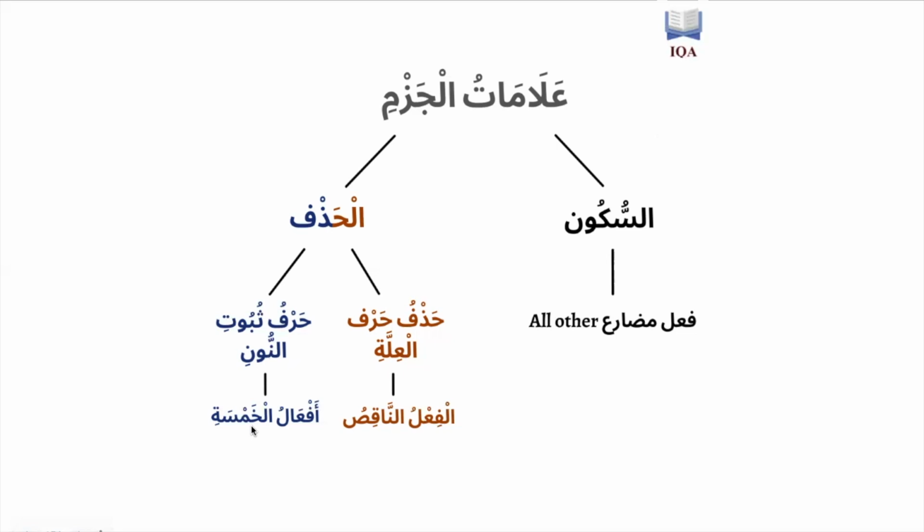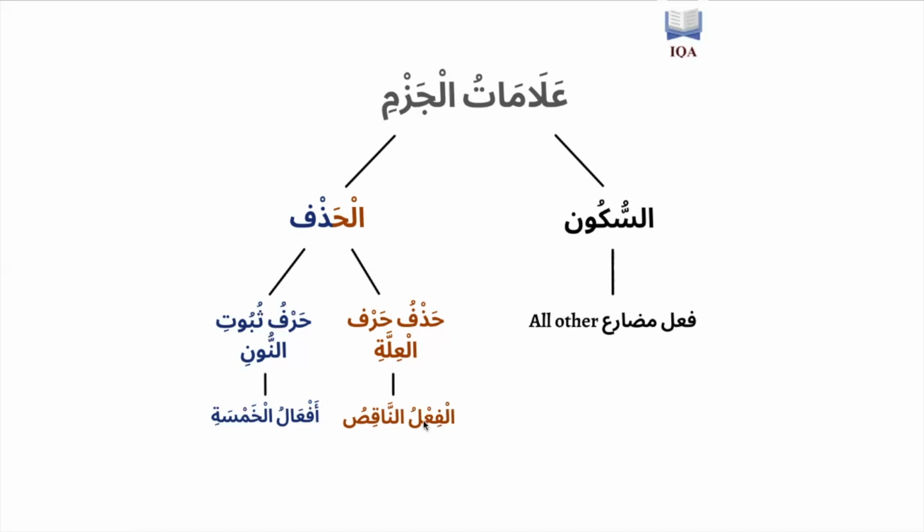The five verbs are, yani, yadhhabani, yadhhabuna, tadhhabani, tadhhabuna, and tadhhabina. Those five verbs, yani verbs that are conjugated with those five pronouns, anti and huma, and so on and so forth. Those five there, the sign of it being marfu' is the presence of thubut al-noon, and the sign of it being mansubun or majzumun is the dropping of thubut al-noon. And we covered this before in previous lessons. So that is one sign of jazm.